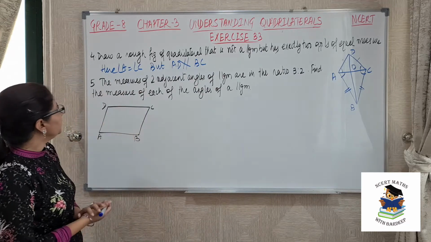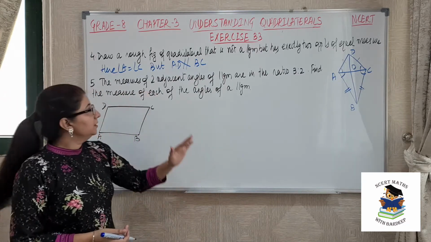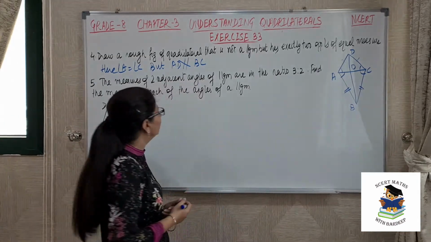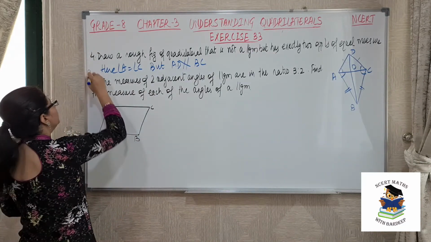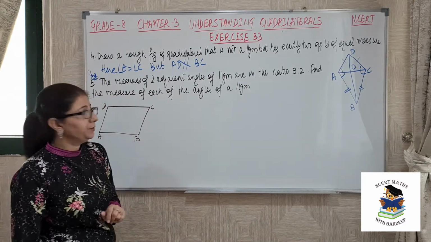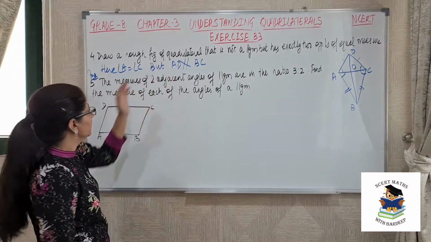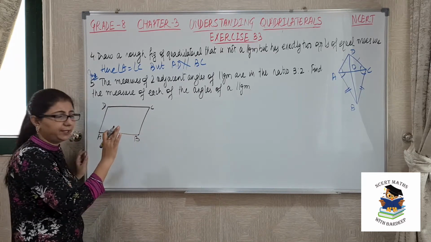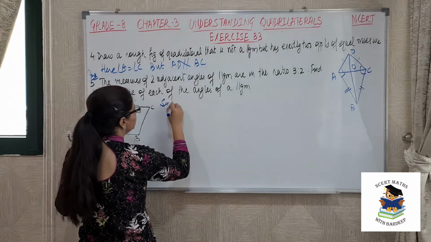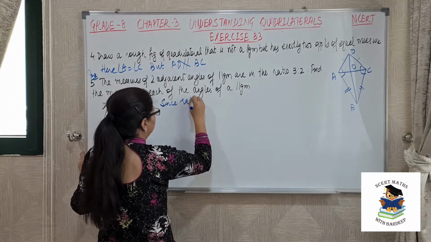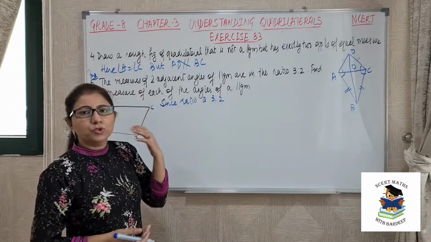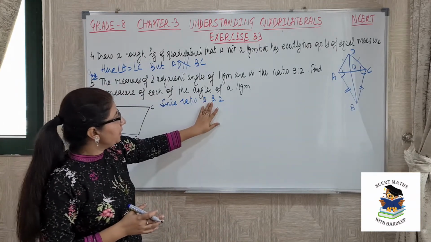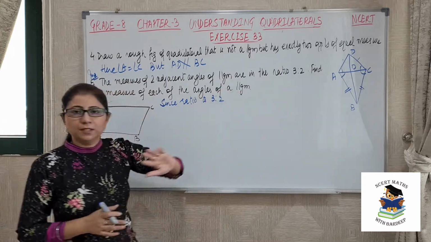Okay. So the fifth question is, the measures of two adjacent angles of a parallelogram are in the ratio 3:2. Find the measure of each angle of the parallelogram. This is an important type of question in this chapter. Adjacent angles: we can take any two adjacent angles, either this or this or this, any two angles. So how to start such questions? Since the ratio is 3:2, we know it very well, whenever a ratio is given, we take it in the form of x. So one angle is taken as 3x and the second angle is 2x.